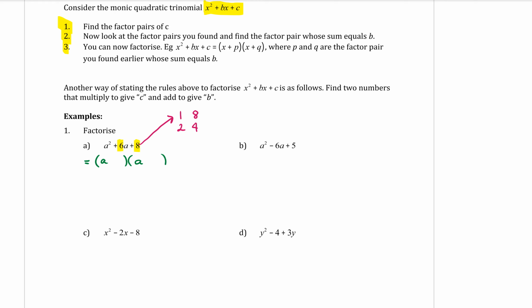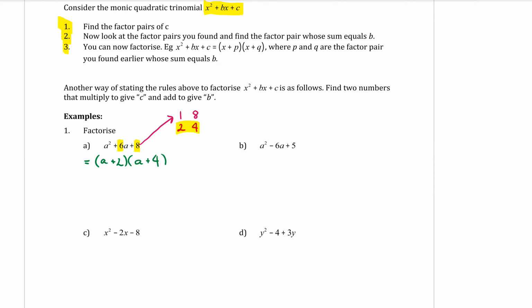They're the only options. So once I've worked out that little list, then I say, well, which one of those pairs is going to add to give a 6? 1 plus 8 makes 9, so that's not going to work. But 2 plus 4 makes 6, which means that these numbers here are the numbers I need to use to factorize. So they go in here, a plus 2 and a plus 4.